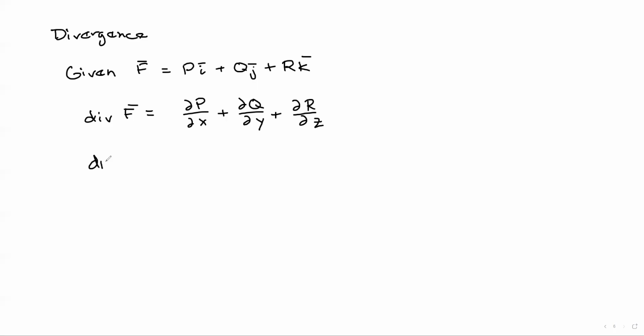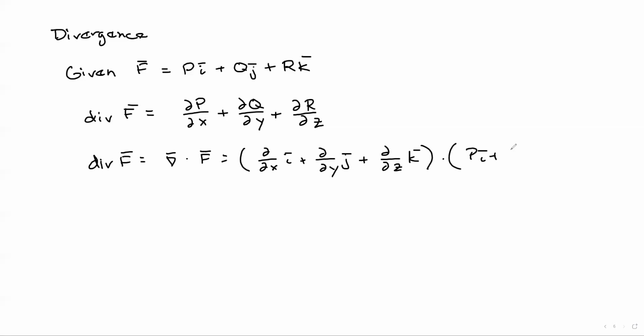This can also be represented as the dot product between the gradient and the vector field. So if you write that out, this is the partial with respect to x i plus the partial with respect to y j plus the partial with respect to z k, dotted with Pi plus Qj plus Rk. Dot products are component-wise, so you get this and this, so that's where the partial of P with respect to x comes from, and then this and this, that's where the partial of Q with respect to y comes from, and so on.